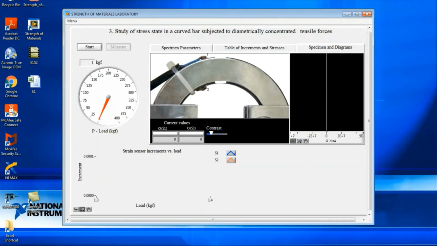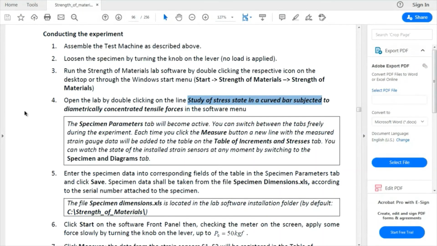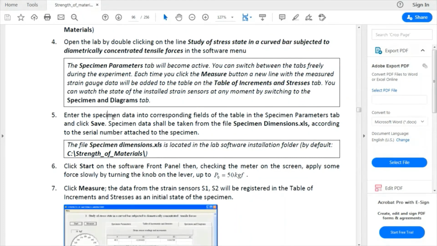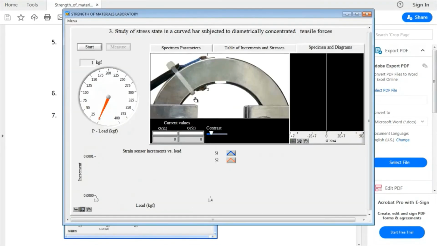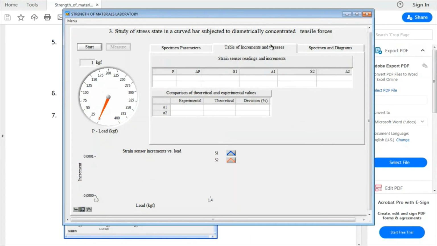Good. So let's go back to our manual, enter the specimen data. No need to change anything because already we have the data given, and start the software panel. So if I go to the table of increments and I start, so now the experiment is ready and we can measure the values.